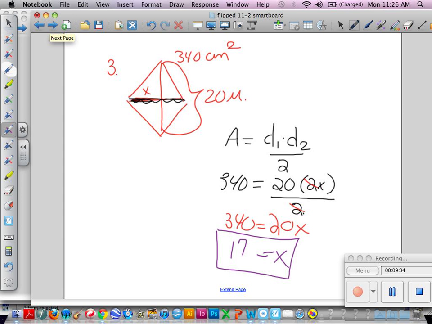All right, so remember, people, when you're doing a rhombus or a kite, it's diagonal times diagonal divided by 2. When you're doing a trapezoid, then yes, it is base 1 plus base 2 divided by 2 times the height. So don't get those two confused, people.